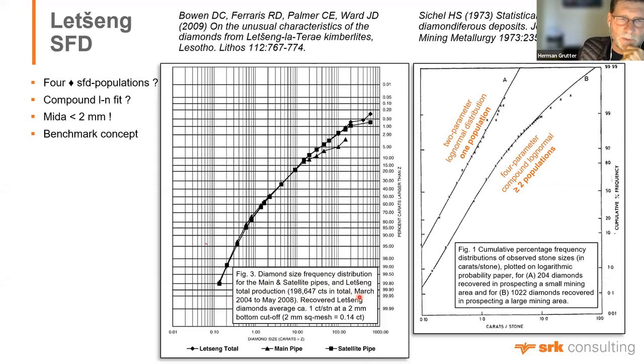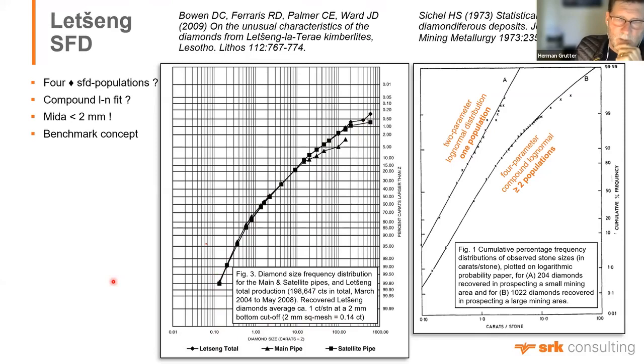This is a very true representation of the diamond distribution in these exceptional kimberlites in Letseng. In addition, there's a very important bit of information here. The recovered Letseng diamonds average about 1 carat per stone, and the important information is what the bottom cutoff is. At a 2 millimeter bottom cutoff, a 2 millimeter square mesh is 0.14 carats. That's my number. If you look at this graph, it starts at 0.14 carats. There's a 2 millimeter square mesh sieve right there. This is the starting point for this diamond size distribution that you see over here.